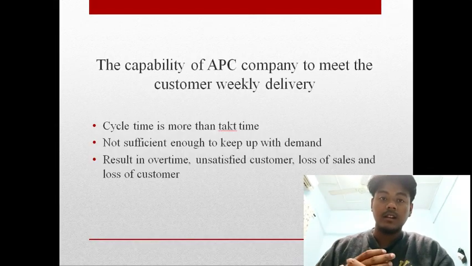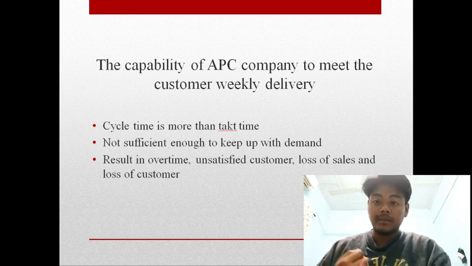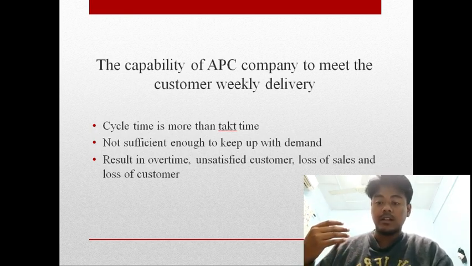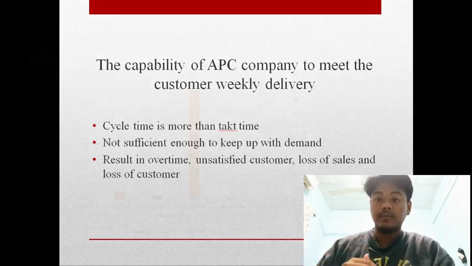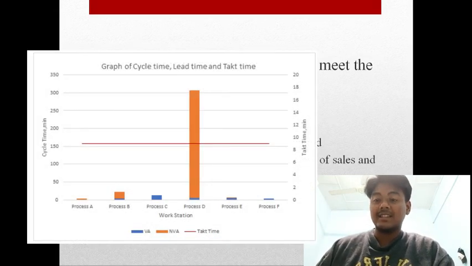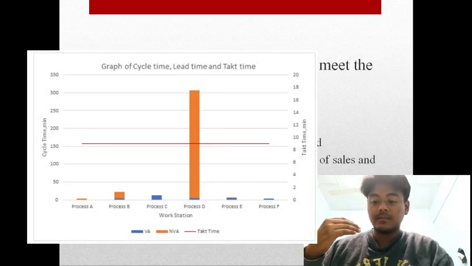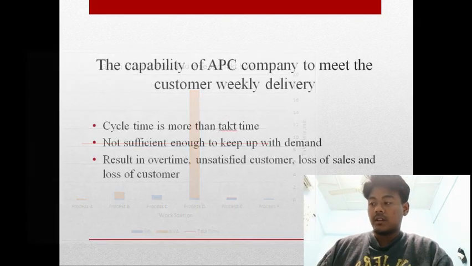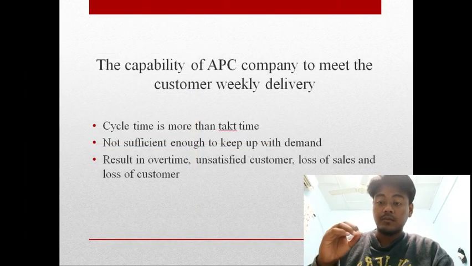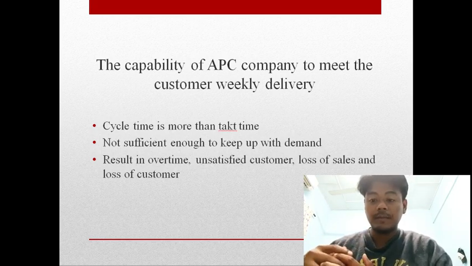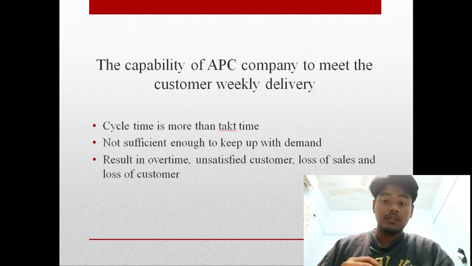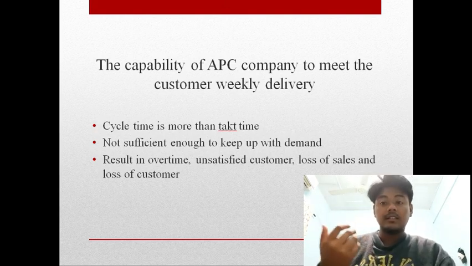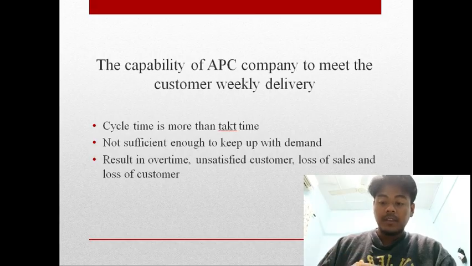Okay, next we want to see the capability of APC company to meet their customer weekly delivery. Based on the graph before, we can say that their cycle time is more than take time, which shows that they are not sufficient to keep up with the customer demand. This will result in overtime, unsatisfied customers, loss of sales, and loss of customers.